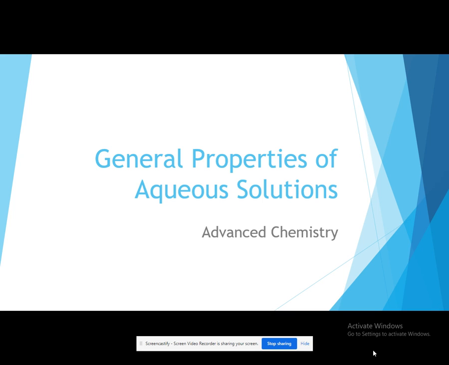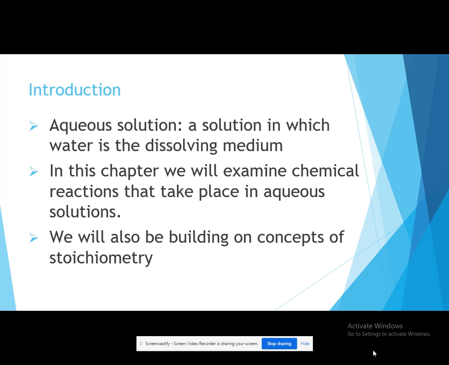Hey class, let's go ahead and get started with the introduction to learning about aqueous solutions. So it starts with section 1, which is general properties of aqueous solutions. Let's go ahead and get started. What is an aqueous solution? Well, it's a solution in which water is the dissolving medium.